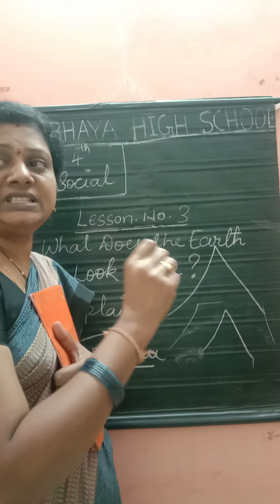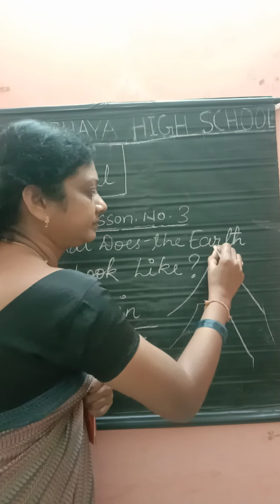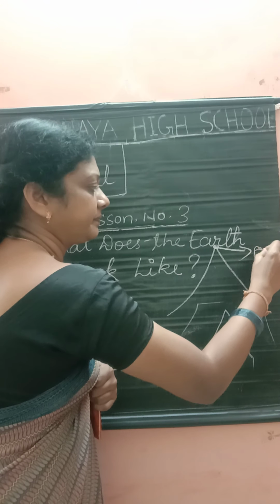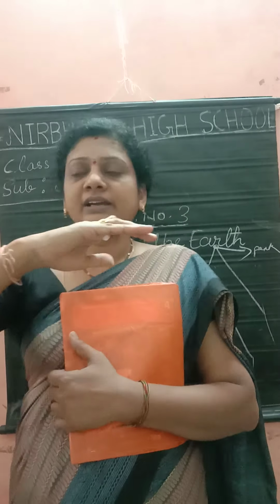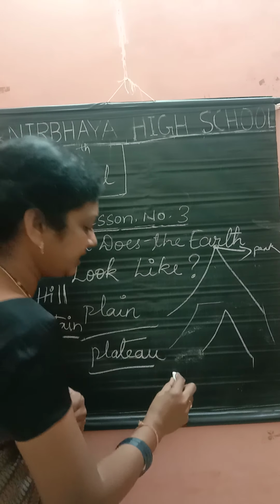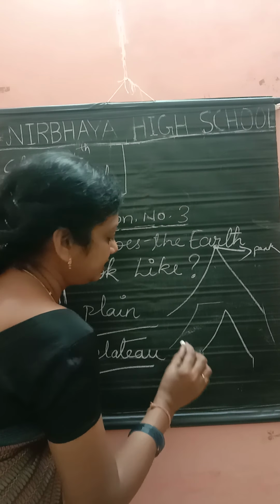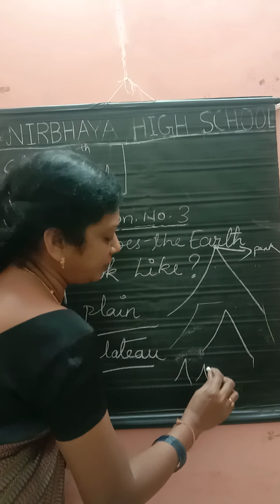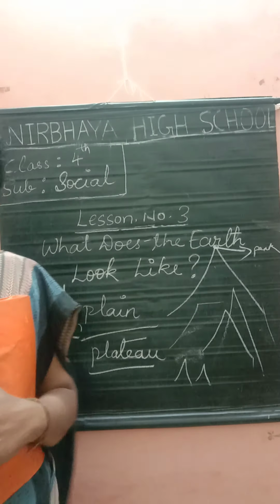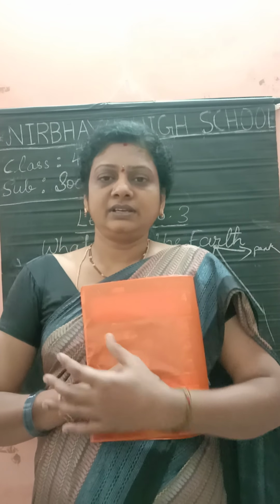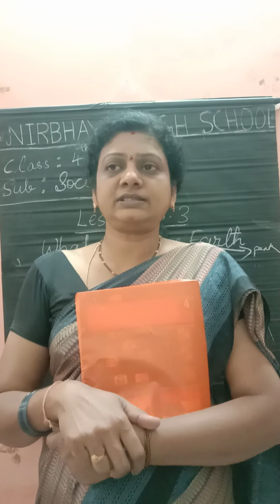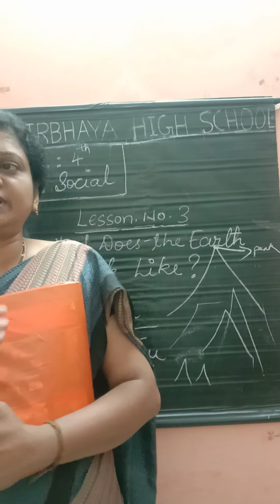The mountains have peaks, and they are much taller than the hills. The hills are very small; the mountains are very big. Have you seen the Himalaya mountains? They have peaks. And the next one is valley.